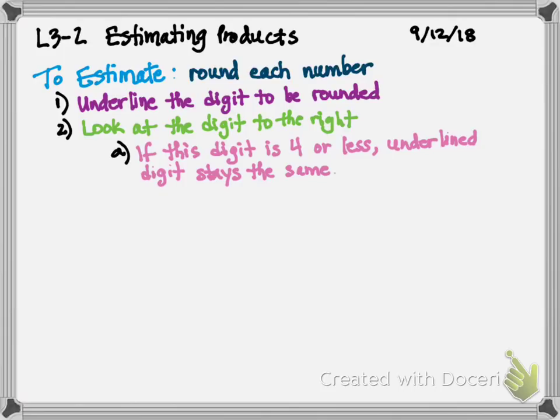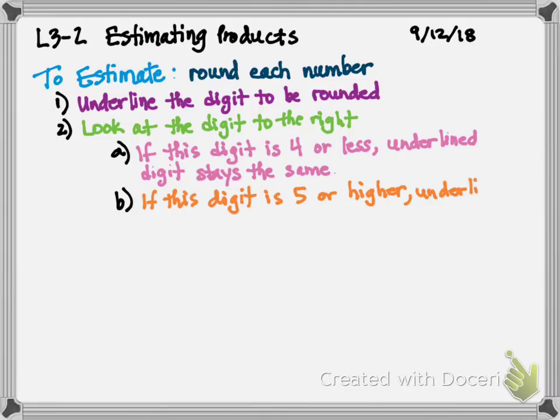Okay. And the second situation is, well, what if it's not 4 or less? So if this digit is 5 or higher, 5 or greater too, the underlined digit increases by 1. So those are your two options.